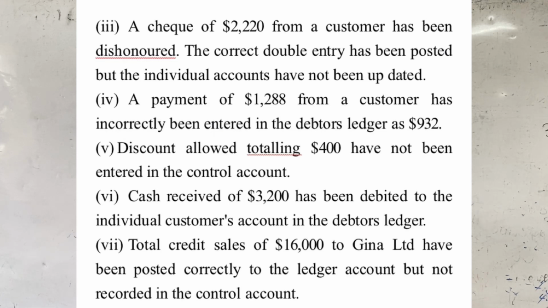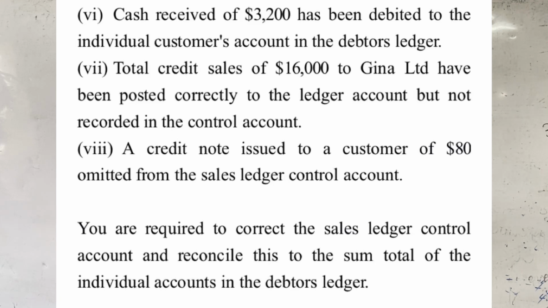VI. A cash received of $3,200 has been debited to the individual customer's account in the debtors ledger. VII. A total credit sales of $16,000 to Gina Limited have been posted correctly to the ledger account but not recorded in the control account. VIII. A credit note issued to a customer of $80,000 omitted from the sales ledger control account. You are required to correct the sales ledger control account and reconcile this to the sum total of the individual accounts in the debtors ledger.